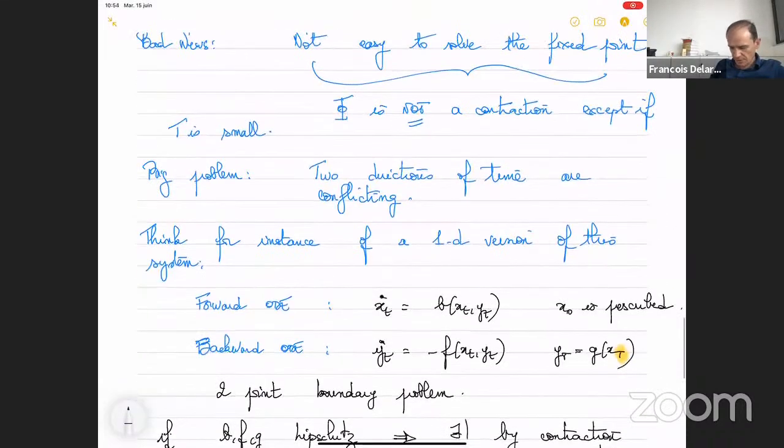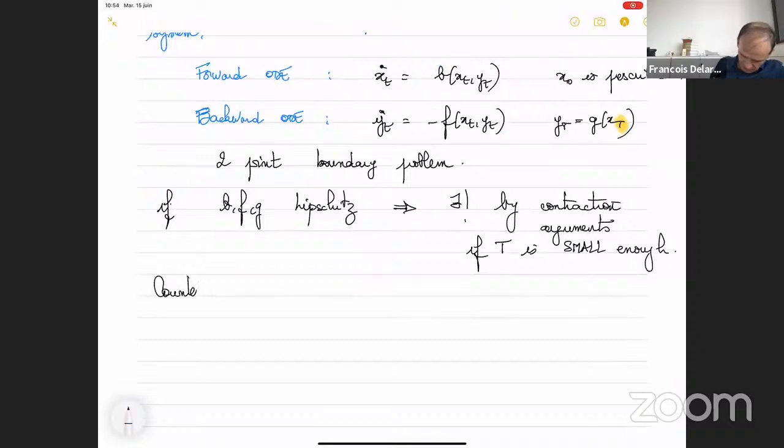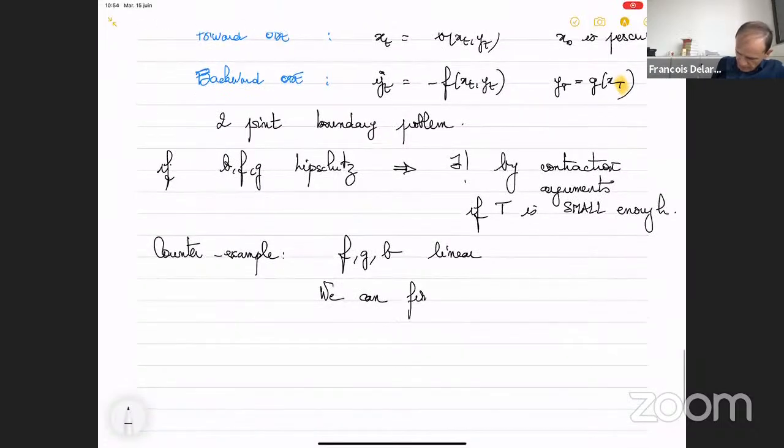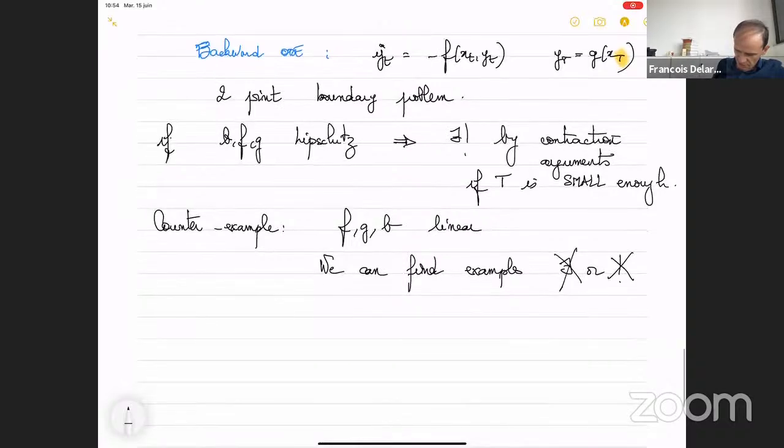Okay, so I forgot to say, but counterexample. If you take F, G, and B linear, we can find examples without existence or without uniqueness. I don't have in mind exactly the shape of the coefficients. There was a very nice book a long time ago on the stochastic version of this type of equation. This was by Ma and Yong on forward-backward stochastic equations. And there were these kind of examples in the book. So this is around the 90s. I'm sure the counterexamples are certainly much older than the book itself, but this is a place where you can find these examples.